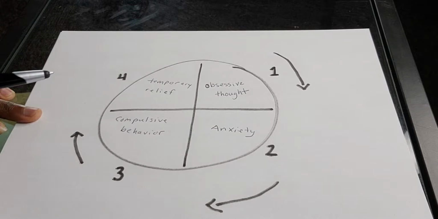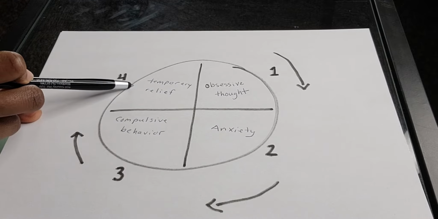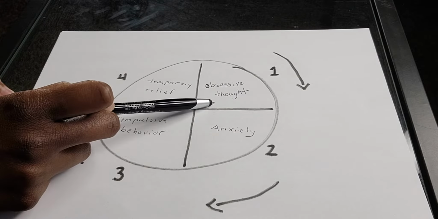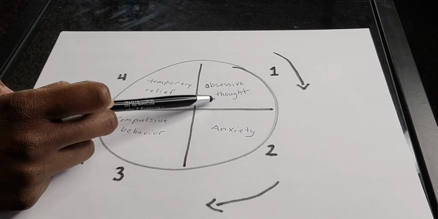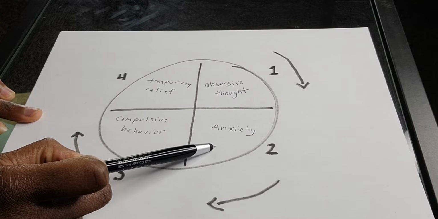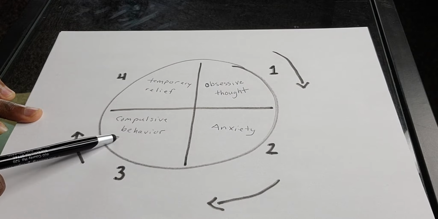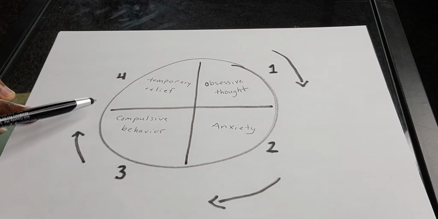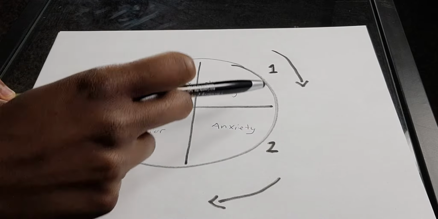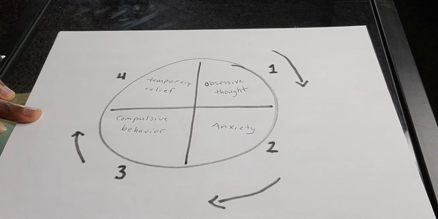So the problem is they get stuck in this cycle because they have a temporary relief, and then they find themselves having another obsessive thought. And if they don't fulfill it, it becomes an anxiety. Then they end up doing it, it becomes a compulsive behavior, they get the relief, and then it just keeps going around and around and around. Okay, so it's time for story time, and I hope that visual was helpful so you can have an understanding of what is going on in someone's mind.